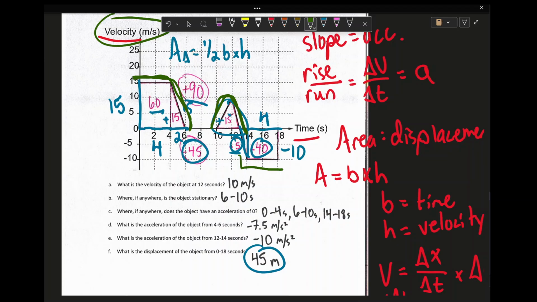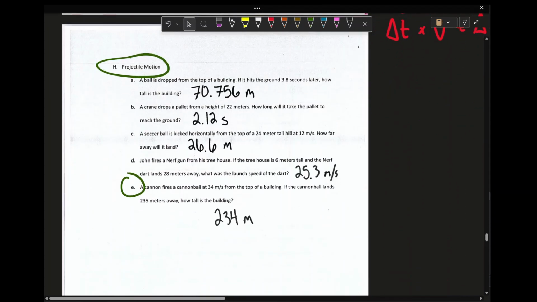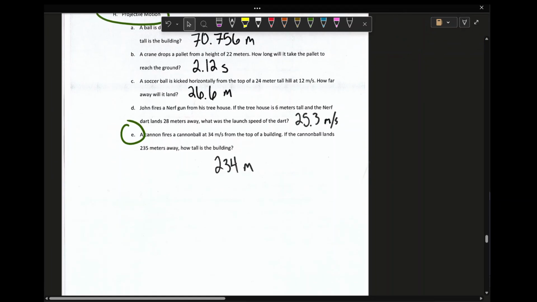So his total displacement from where he started is 45 meters. But in that trajectory, he walked forwards 90 meters. That's what that means up here. He walked forwards 90 meters, then walked backwards 45 meters. So he only ended up 45 meters from the original starting position. That's what that means. Moving forward to projectile motion.